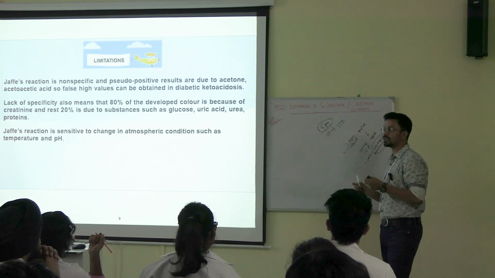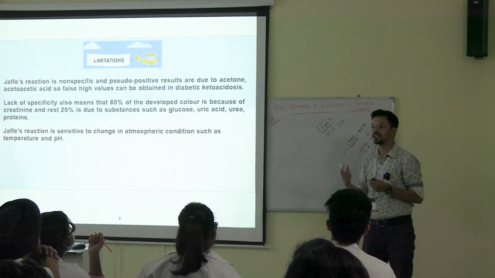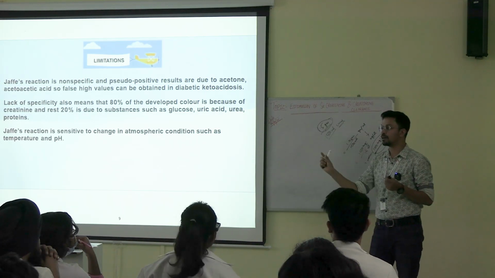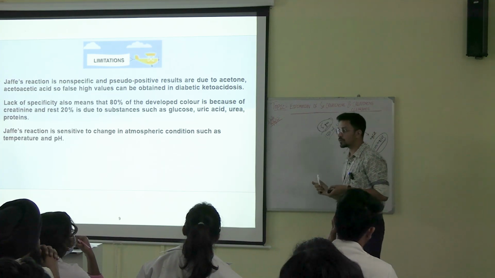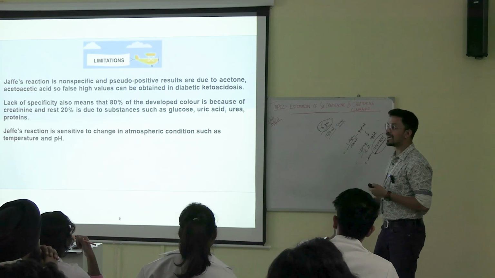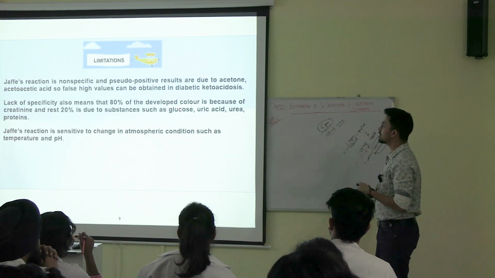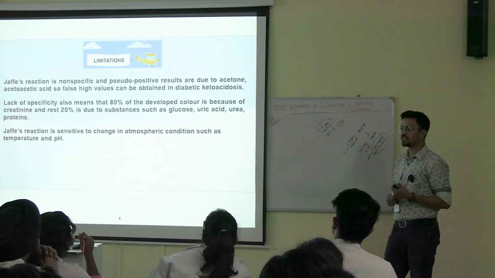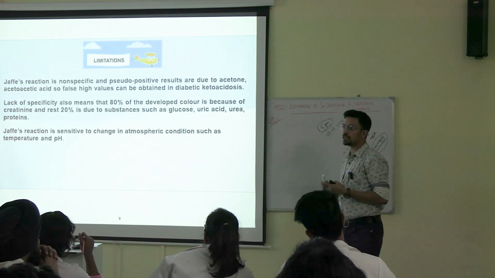Why? Because if you are doing the test and your value is coming, let's say 1.2, 1.3 or let's say 1.4, the creatinine is responsible for 1 and the rest, 0.4, is because of some other particle. So that is the non-specificity. So that is another limitation of this test, that it can be positive with other substances as well. What are the substances? Glucose, uric acid, urea, proteins. That's all. Fine.